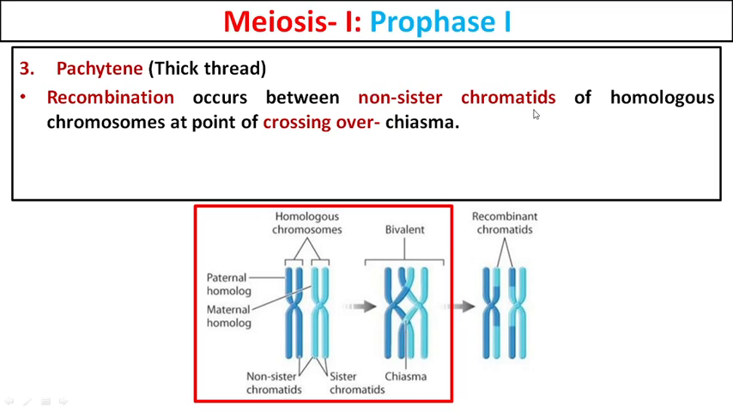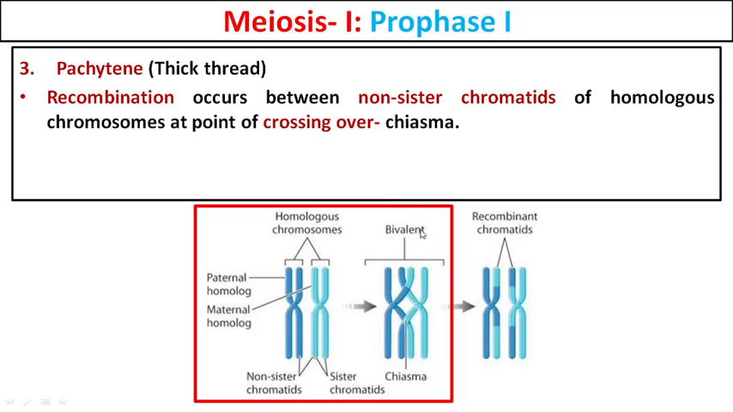It occurs between non-sister chromatids. See, sister chromatid means from the same DNA you have duplicated. So if this is the first chromosome from your mother, it will have one original chromatid and one sister chromatid. Both of them are sister chromatids for each other. Same way from your father also you will have sister chromatids. But if you take one chromatid from your father and one from your mother, then these both are called non-sister chromatids. One here is light blue and one here is dark blue. If you take such a mix, it will be called non-sister chromatid. Fine. So there is crossing over or recombination between non-sister chromatids.